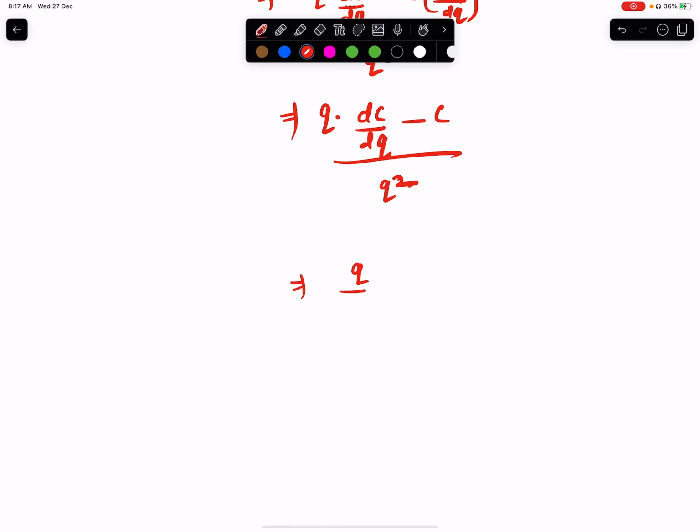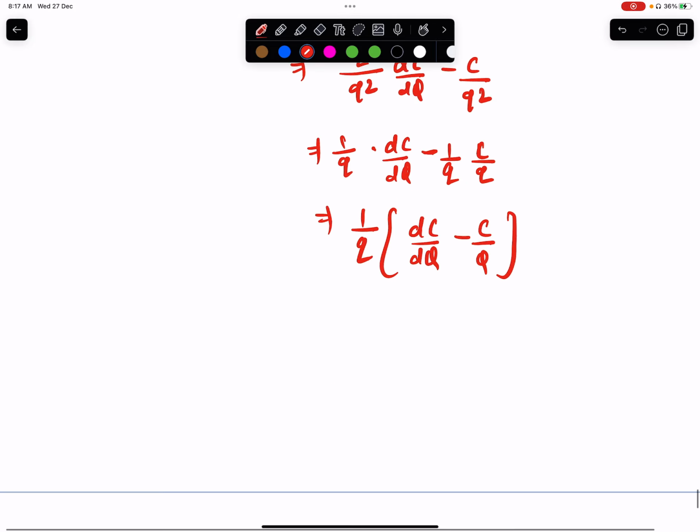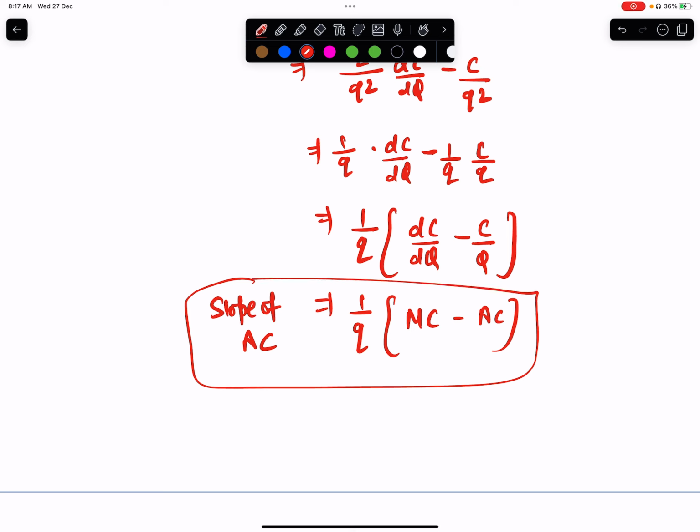Let's solve this like this: Q by Q square into dc by dq minus C by Q square. Q by Q square is 1 by Q into dc by dq minus 1 by Q into C by Q. We will take 1 by Q common, so that will be dc by dq minus C by Q. What is this? 1 by Q, MC minus AC. So this is the slope of AC. This is our final proof.